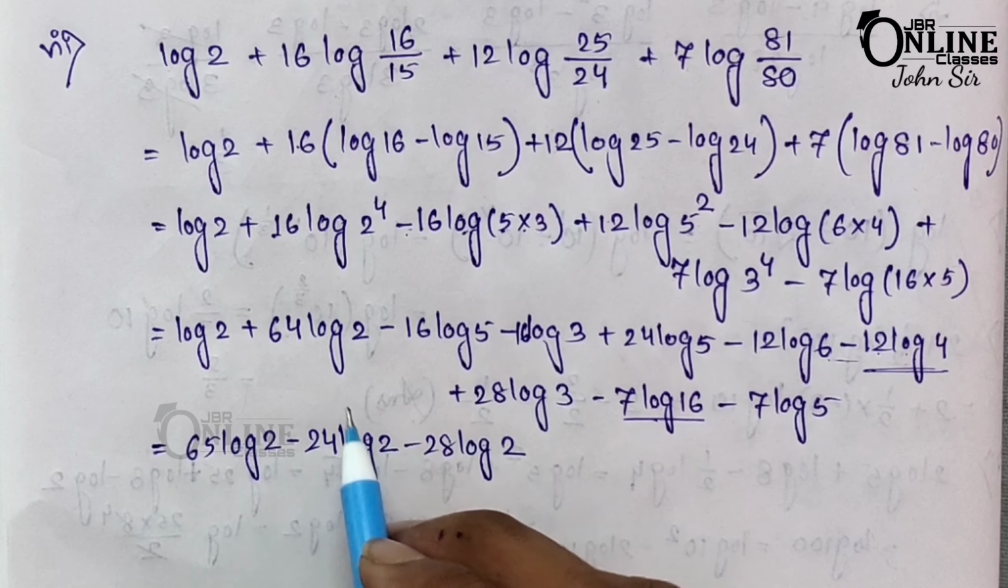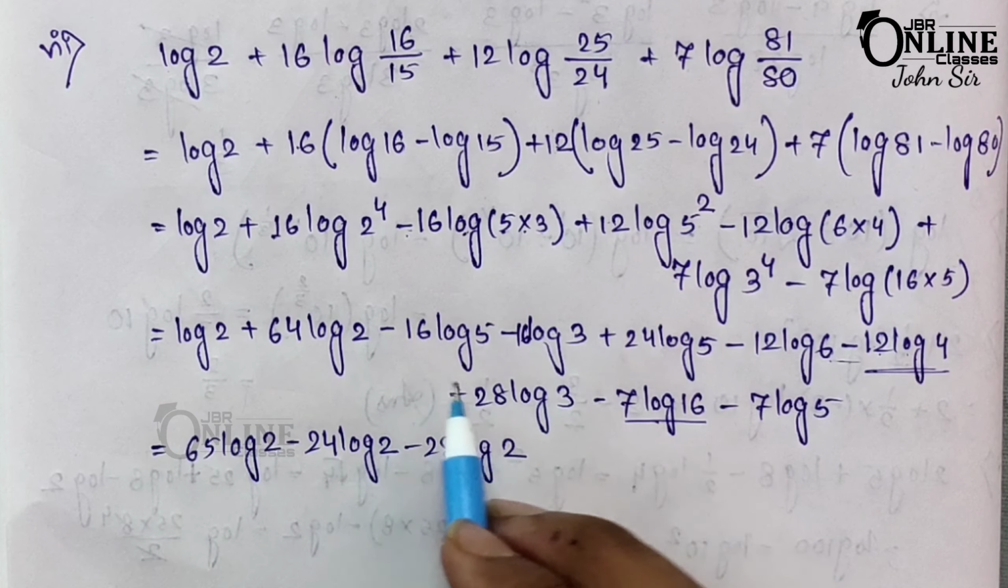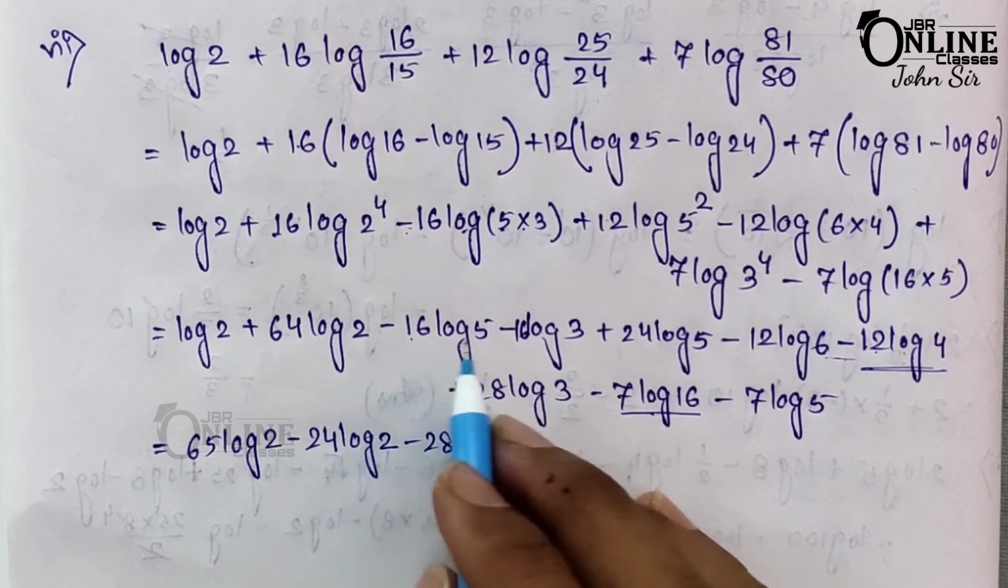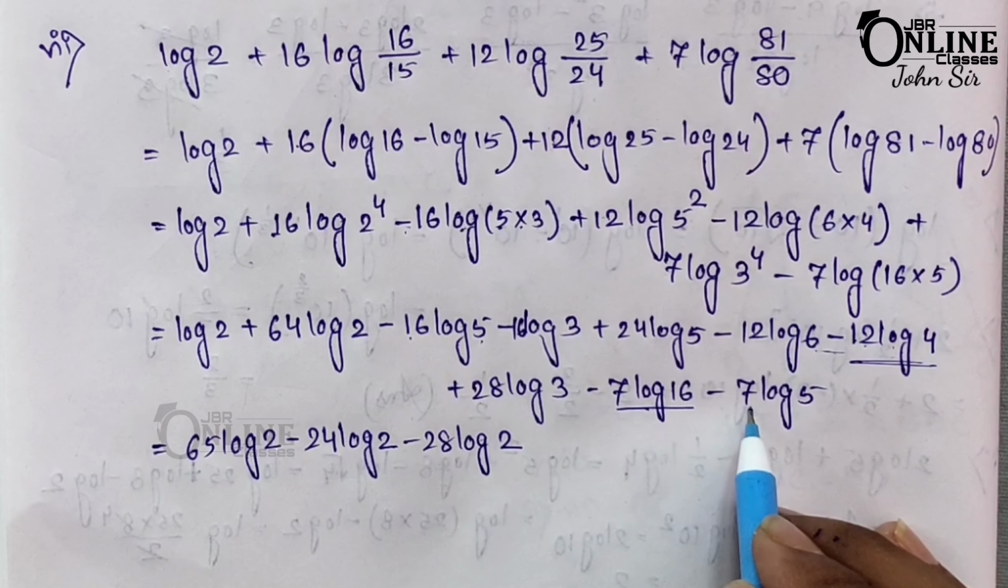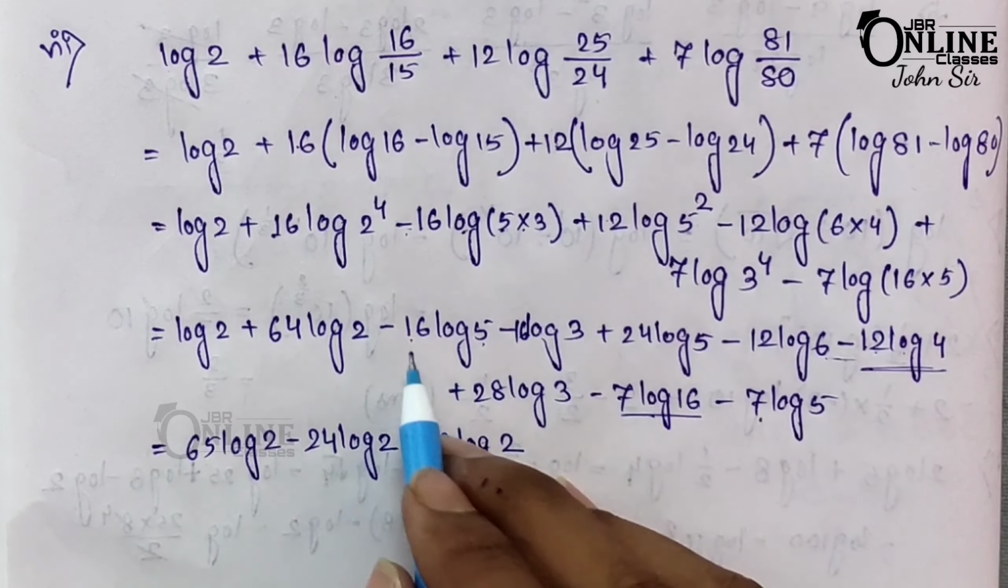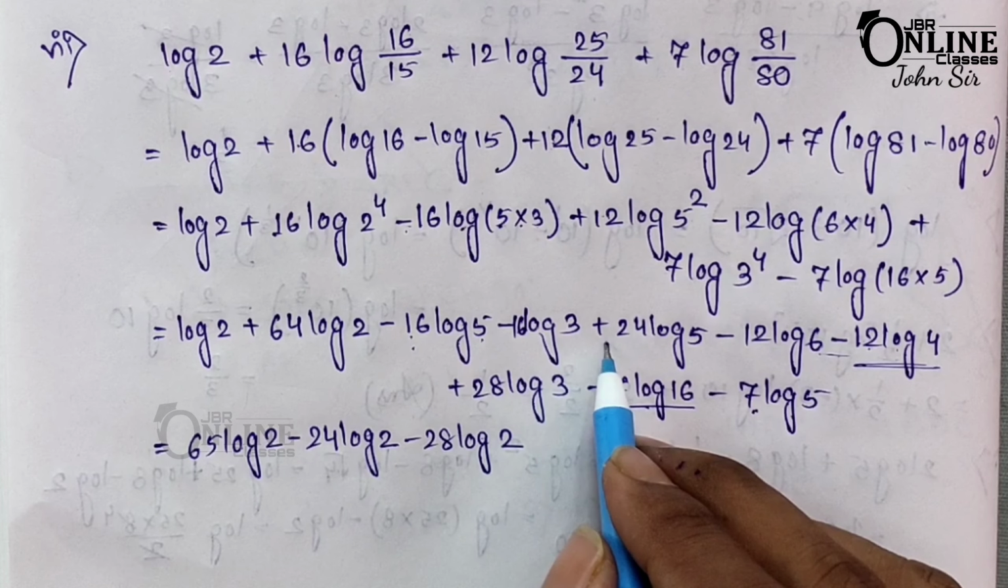Now clear. Next, sorry, it's 65. Now next one, minus 16 log 5, and here 7 log 5. So 16 plus 7, it's 23. So minus 23 log 5. Okay, and here plus 24 log 5.